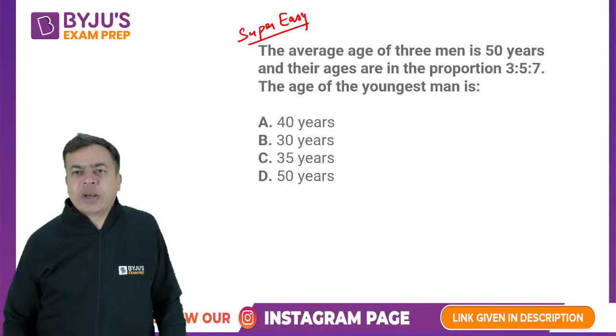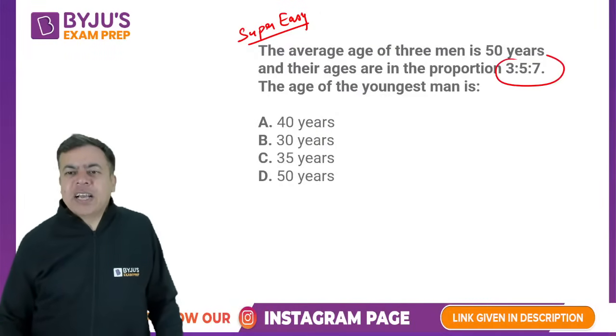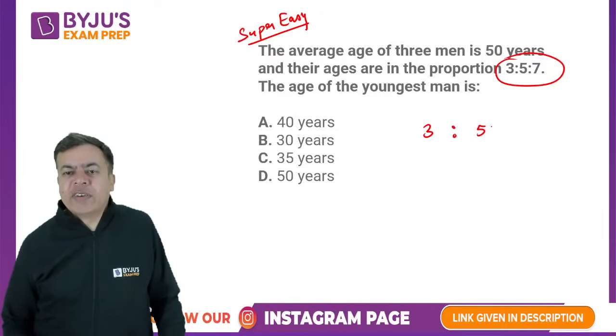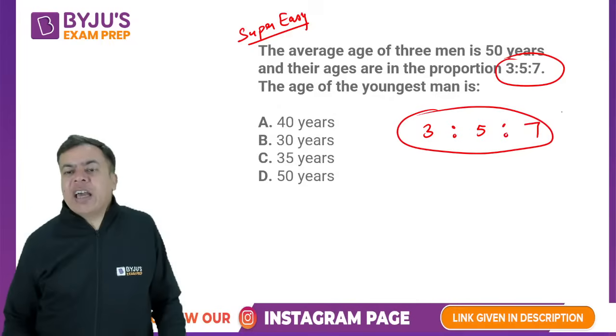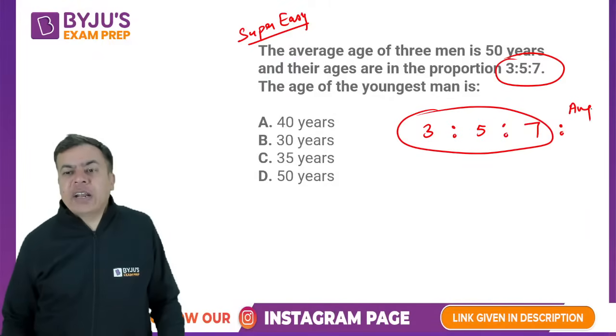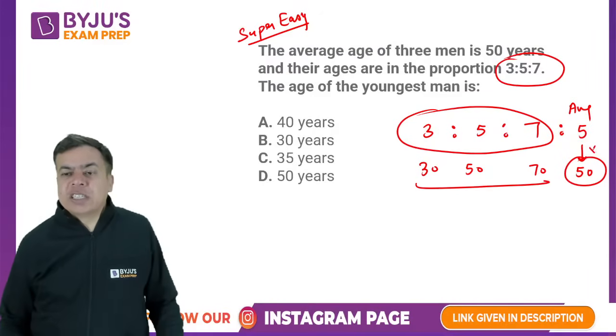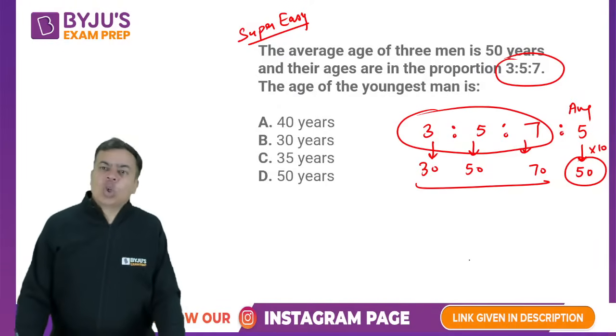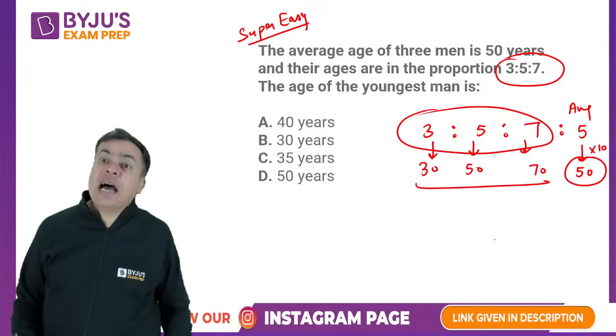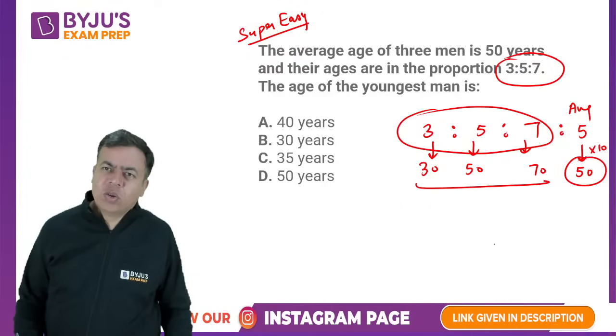See, normally, because this question was actually very easy, but otherwise, if the ratio is given, you will take the average of the ratio. Now 3, 5, 7, the average is 5. Now if this is given as an actual value of 50, then this will be 30, this will be 50, this will be 70. Average was 50. Because it is 10 times, everything you can do 10 times, 10 times, 10 times. So don't calculate the values first, calculate the average first.